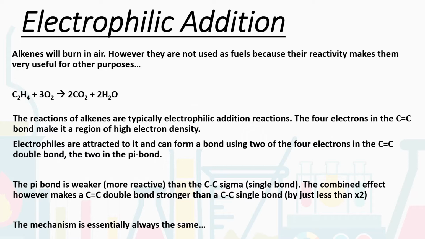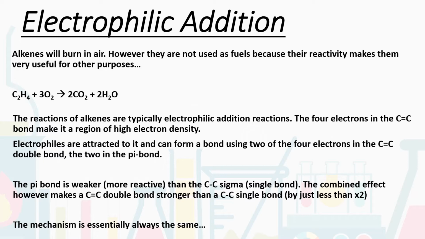Now, the reactions of alkenes are typically electrophilic addition reactions. We talked last time about the fact that alkenes have high electron density. The 4 electrons in the carbon-carbon double bond make it very, very electron dense, and so they're very easily attacked by electrophiles, these electron deficient species. And they're addition reactions because the alkene is unsaturated. We can add across the double bond, and because it involves an electrophile, it's electrophilic addition.